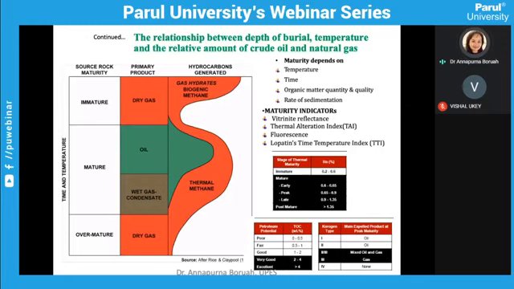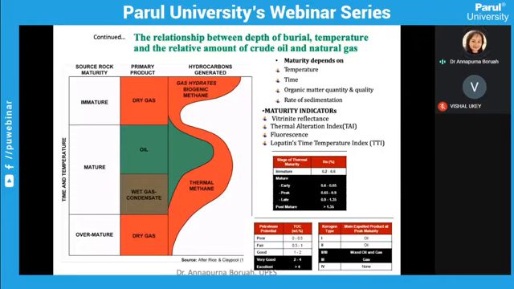If we have 0.5% total organic content, then it is considered poor. If it has 0.5 to 1, then it is considered fair. And if it has more than 4%, then it is known as an excellent source rock. And like that, kerogens are divided into four types: type 1, type 2, type 3, and type 4. Type 1 comes from algae, marine algae, which can produce oil.